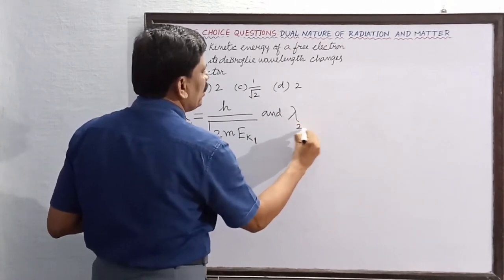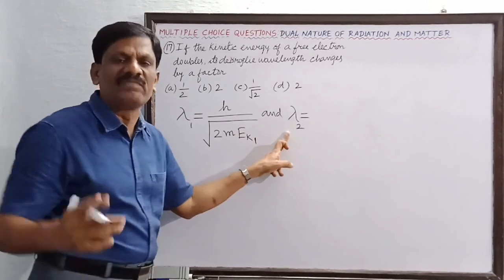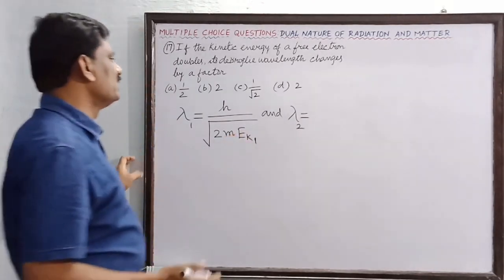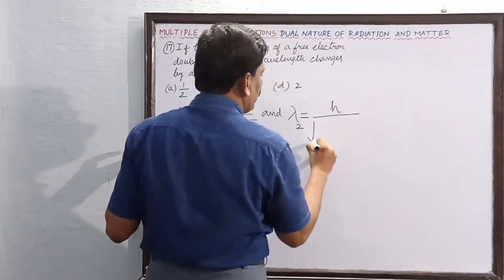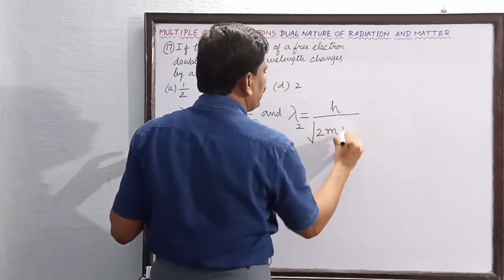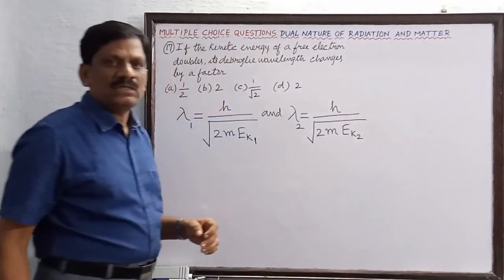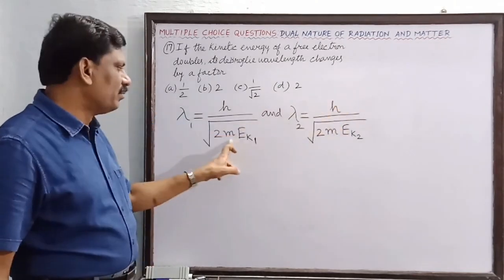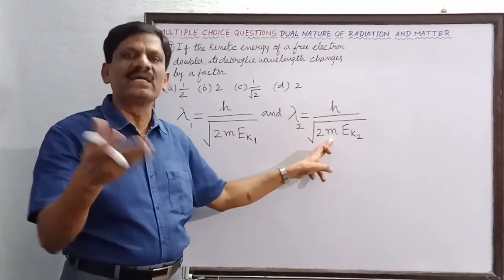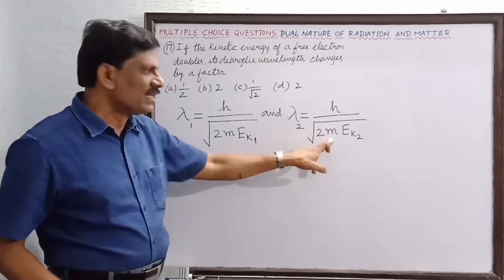And lambda 2 is now equal to lambda 2 for the same particle after doubling the kinetic energy. So this is equal to h divided by square root of 2 into m into E kinetic 2. Okay students, h is the same in both the cases. It's the Planck's constant. M also is the same here because the particle is the same. If the particle is the same particle, so mass is the same.